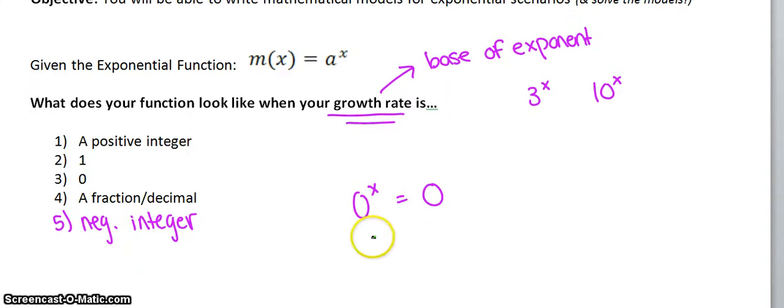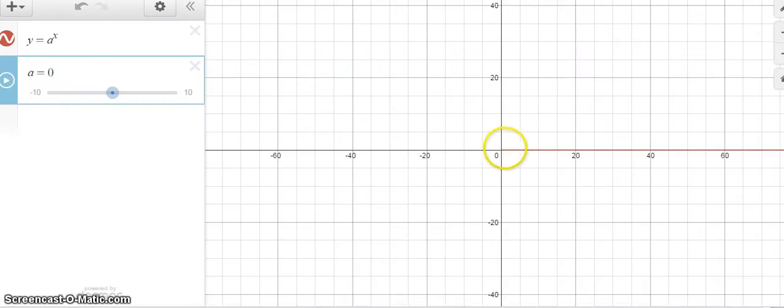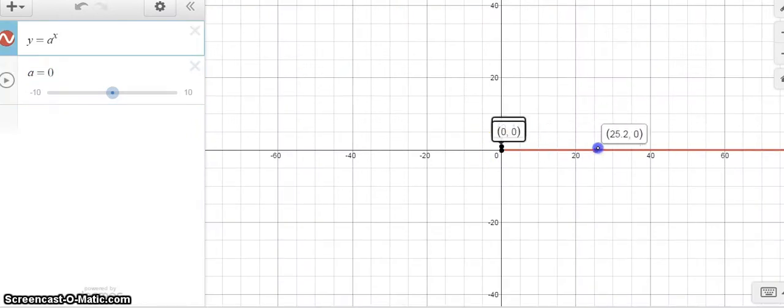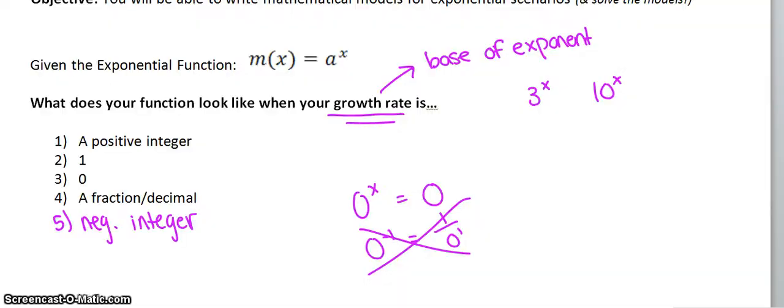The only time it won't be 0 is if you had 0 to the negative something. Because if you have 0 to the negative something, the 0 is going to go to the denominator and be 1 over 0 to that power. And you can't divide by 0. So none of that will work. So that's why when you look at Desmos, the outputs are all 0 for any x value. All my y values are 0, except that the graph doesn't go in the negative direction at all.